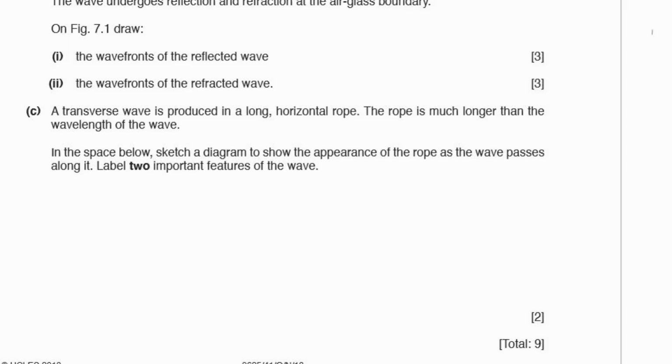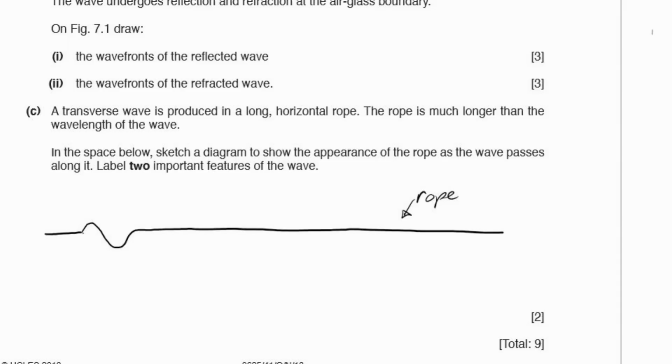C. A transverse wave is produced in a long horizontal rope. The rope is much longer than the wavelength of the wave. In the space below, sketch a diagram to show the appearance of the rope as the wave passes along it. Label two important features of the wave. Okay, so here we've got a rope, we've got some wave moving along it. There we are, transverse wave, like so. Now, got to label two features, so let's label the wavelength. And the amplitude.